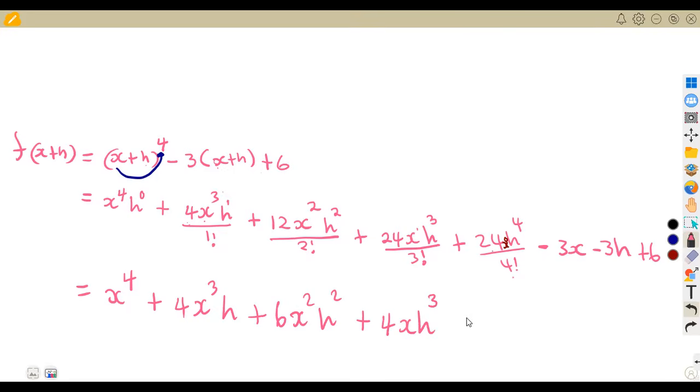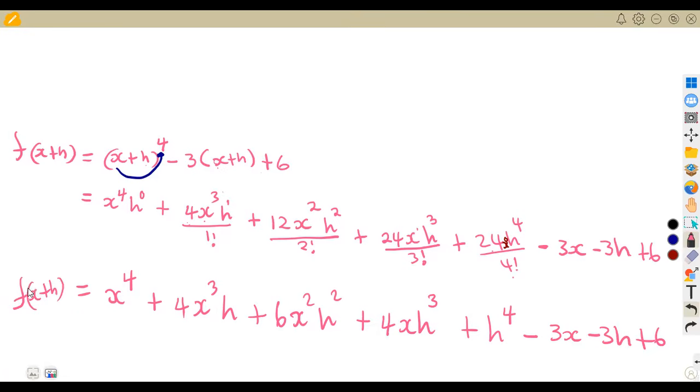24 divided by factorial of 4, it is going to be 1. And x to the exponent of 0 is 1. So you're just going to remain with what? H to the exponent of 4. So that was going to be plus h to the exponent of 4, minus, this part remains as it is, minus 3x minus 3h plus 6. All right, so this is our f of x plus h.